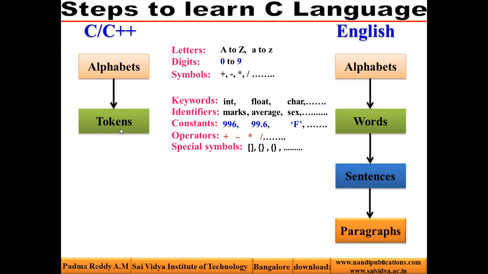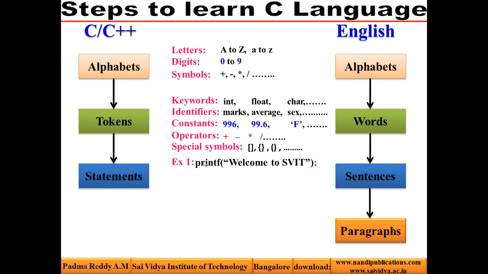Now let us see how one or more tokens are combined together to form meaningful sentences. In C language, the meaningful sentences we call them as statements. For example, printf welcome to SVIT. Another example, I want to compute area of a rectangle. What is the formula to compute area of a rectangle? Area equal to length into breadth.